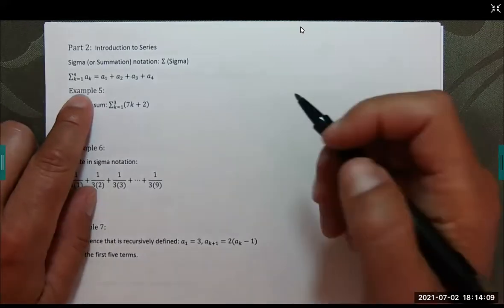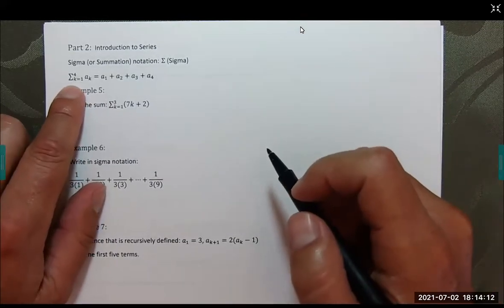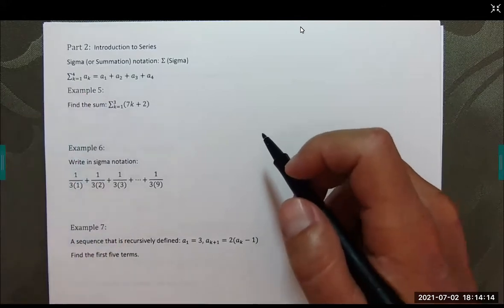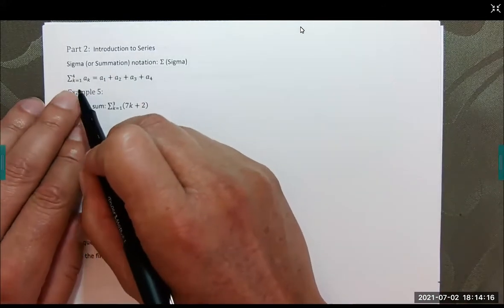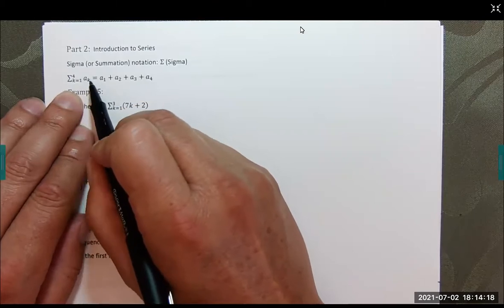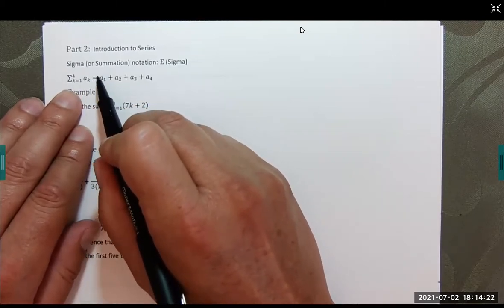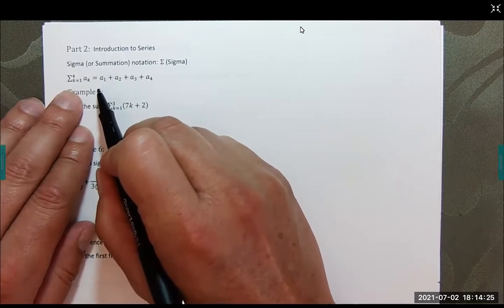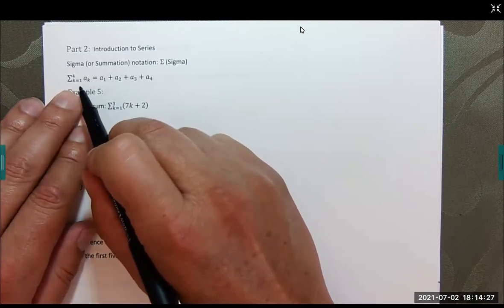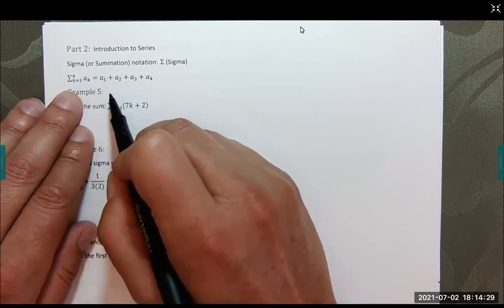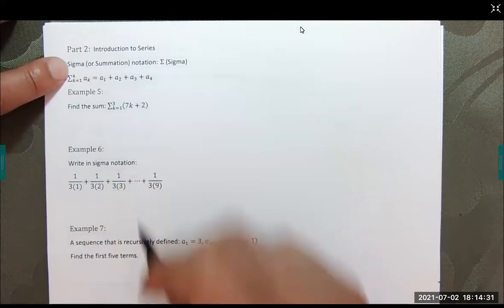And so sigma goes from k equals 1 to 4. And here's what that means. It means whatever the expression is in terms of k, we're going to plug in a 1 for k. Work it out, and there's my first sequence term. Then k is going to go up to a 2, then to a 3, then to a 4, all the way up until it hits the top number, in this case 4.